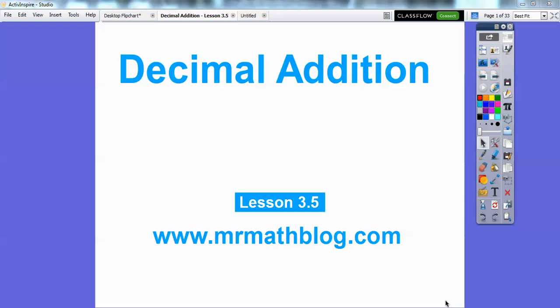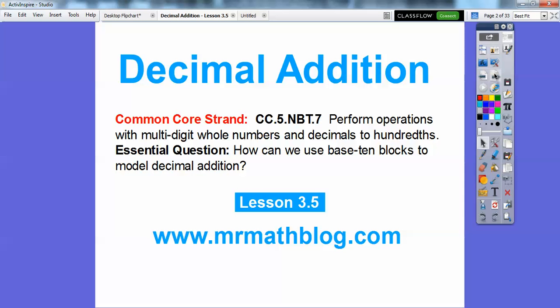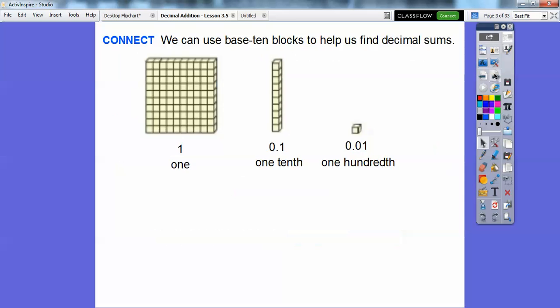Hey everybody, this lesson is decimal addition and we're going to be using base 10 blocks. It's our fifth lesson of chapter 3. So how can we use base 10 blocks to model decimal addition? Okay, so we can use base 10 blocks to help us find decimal sums.